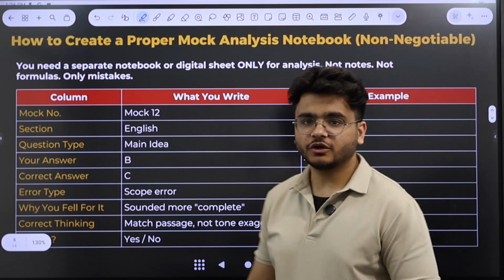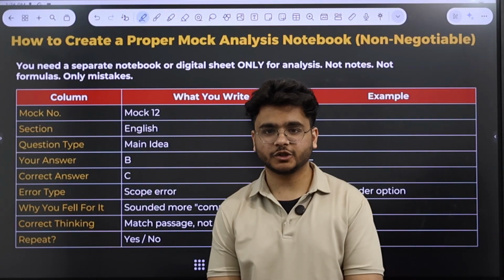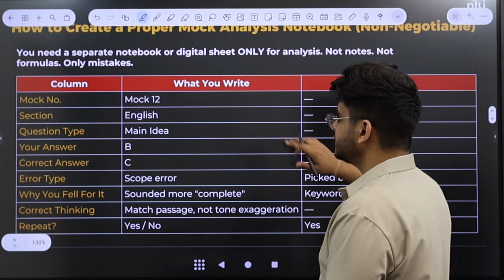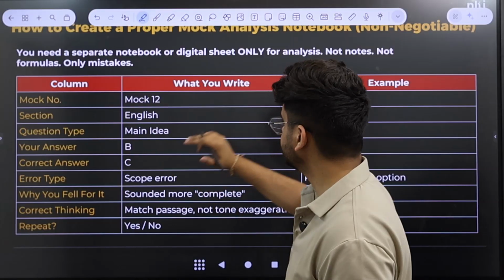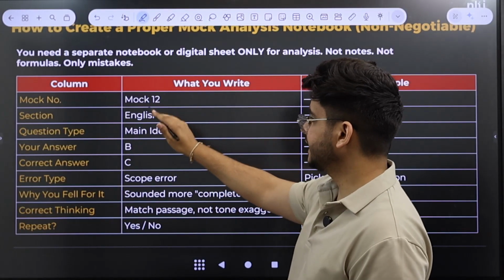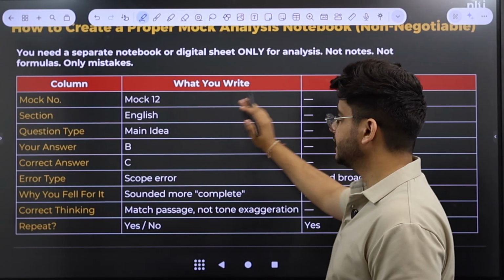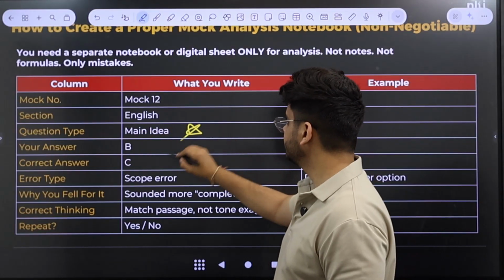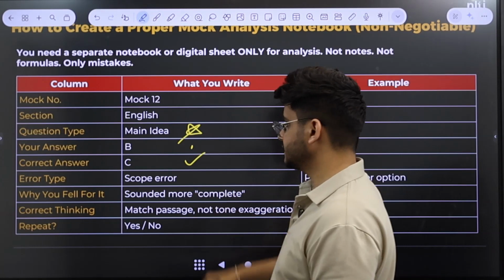Now, what should be your mock analysis template? Whether it be on Excel or in your notebook, how should you be analyzing that mock? Just make columns: mock number, section, question type, your answer, correct answer. In mock number, you just write down the mock number. For section, just make a separate template for each and every section. So let's say you are analyzing the English section, then write the question type, very important. Then you write your answer and then the correct answer.